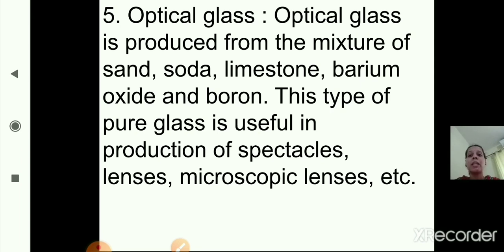Optical glass is produced from the mixture of sand, soda, limestone, barium oxide and boron, and the uses are given. This type of pure glass is useful in the production of spectacles, lenses, microscopic lenses, etc. So this is the fifth type, that is optical glass.